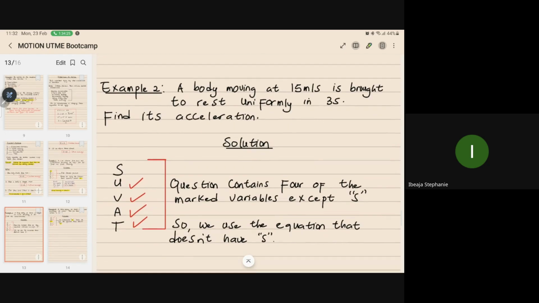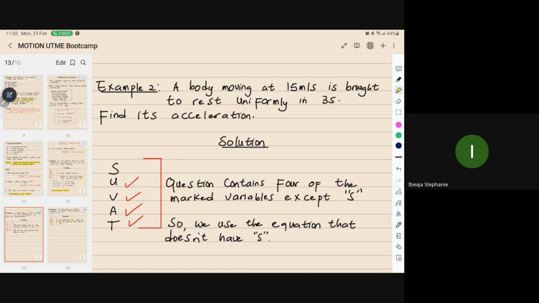Second example: a body moving at 15 meters per second is brought to rest. When it's brought to rest, what does that tell you? That V is equal to 0. Final velocity is 0. To rest uniformly in 3 seconds, T is given. Find the acceleration. Acceleration was mentioned.